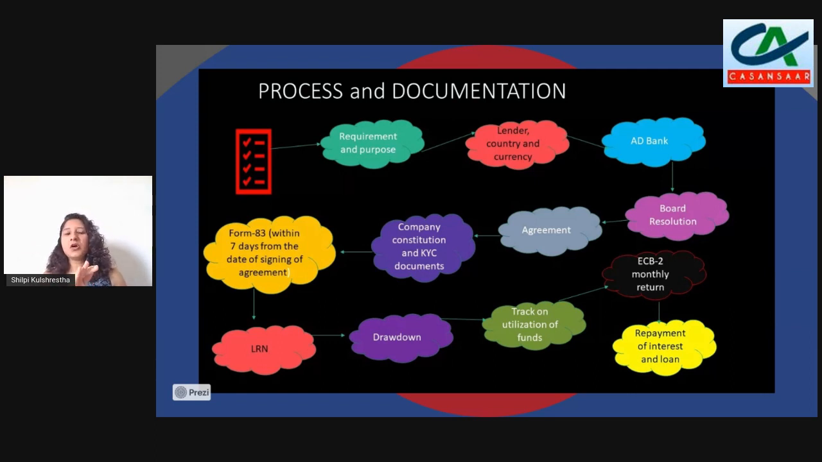Next, once your Form 83 is filed and RBI is fine with all the terms, conditions, currencies, lenders, and everything, they are going to allot you the LRN, the loan registration number, which we just talked about. This generally takes 15 to 20 days. Nowadays it's the corona era, the COVID era, so it could take even more time.